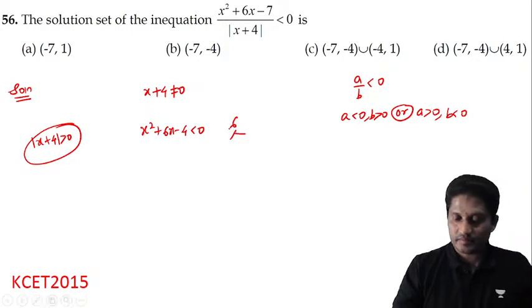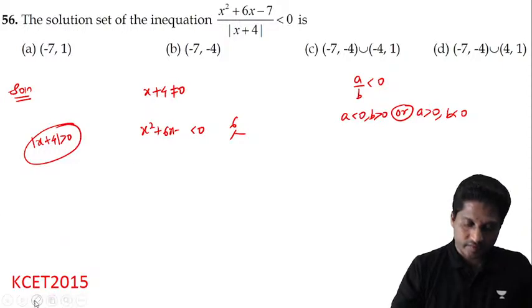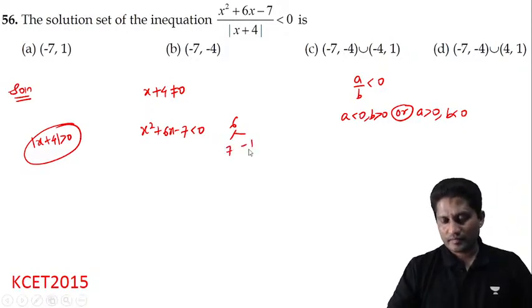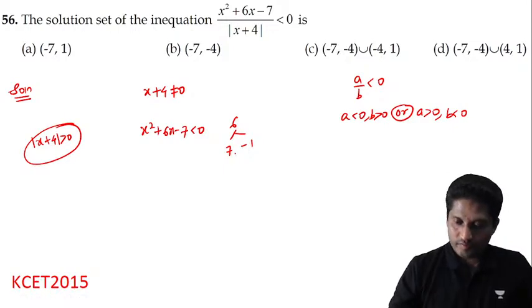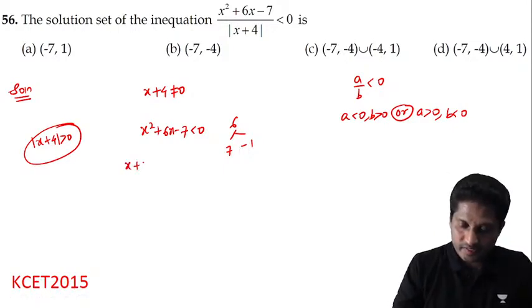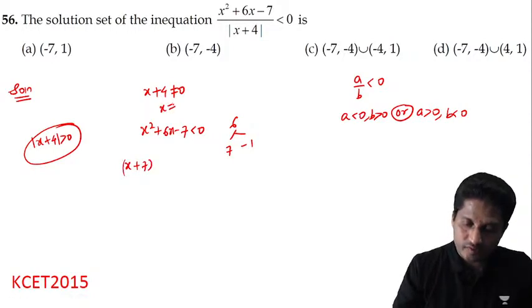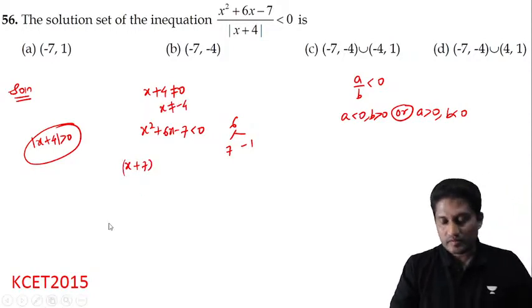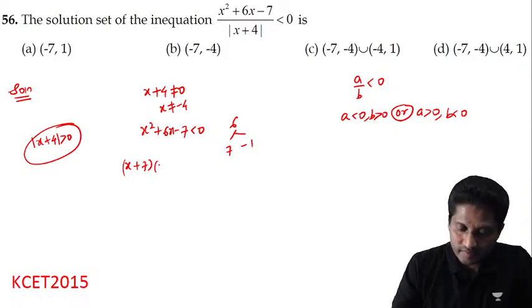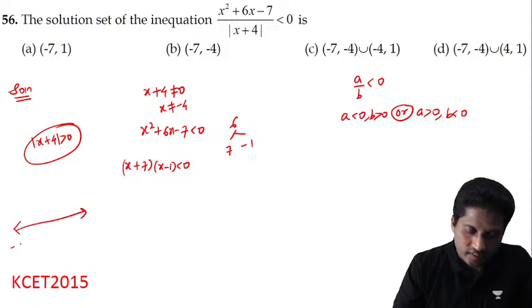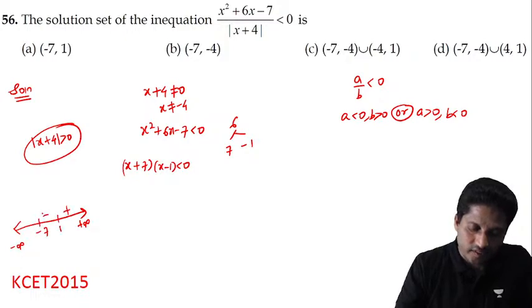If I split the middle term, 7 minus 1 is 6. So if you multiply, you get minus 7. So x plus 7, here x cannot be minus 4. Okay, x plus 7 into x minus 1 is less than 0. Fix the roots in increasing order. First you get minus 7, then you get plus 1, plus minus plus.